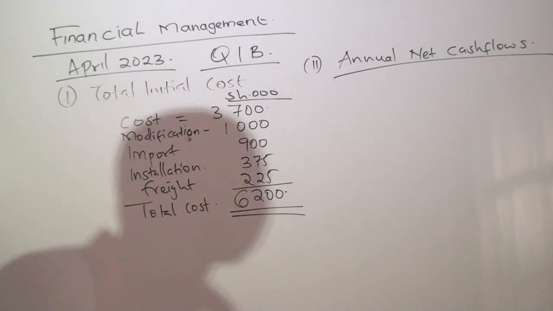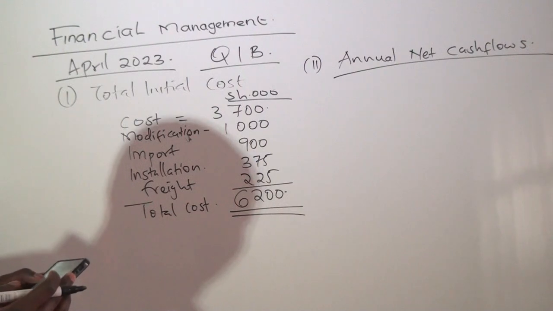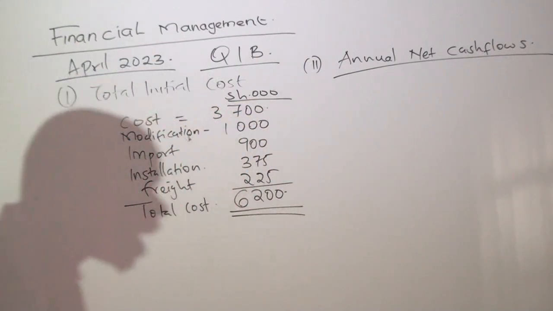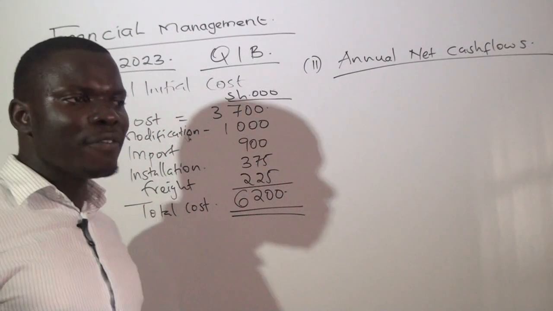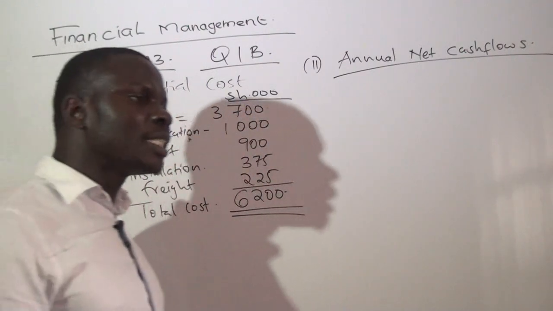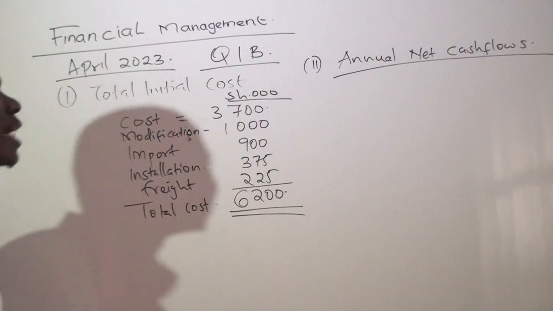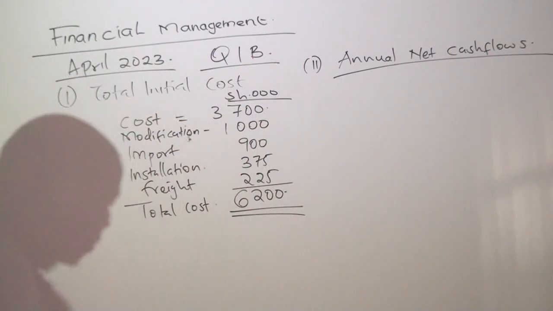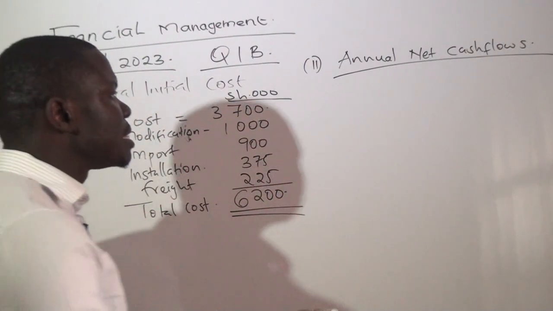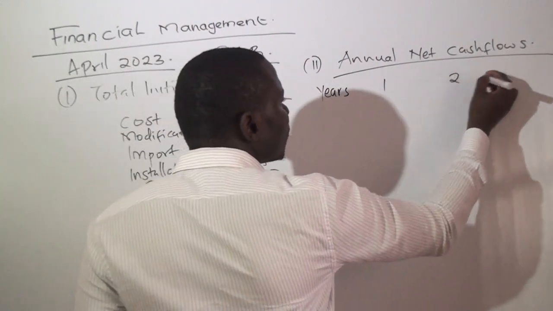So in this case, our annual net cash flows. Annual net cash flows are basically the cash flows that are obtained in an investment project during the life of the project. So once you've already set up your project, those profits and the losses that you get throughout the life of the project are always known as the annual net cash flows. And in this case, we need to identify the useful life of that project, which we are told is 6 years. So the number of years, we have 6 years.